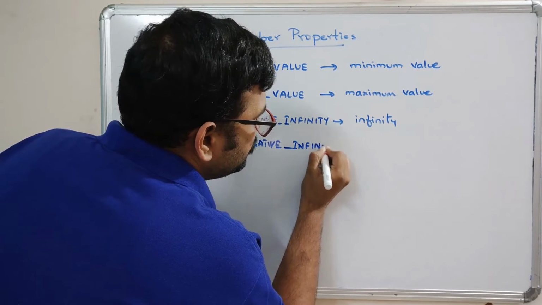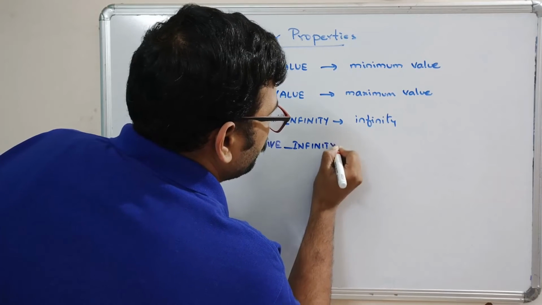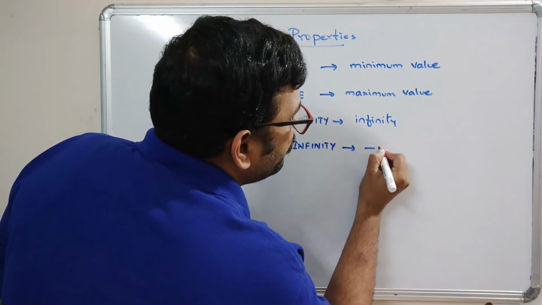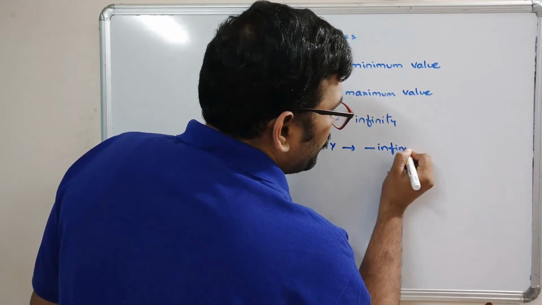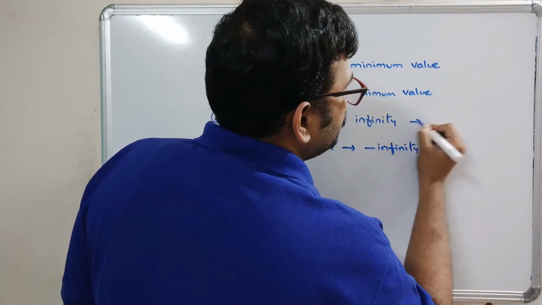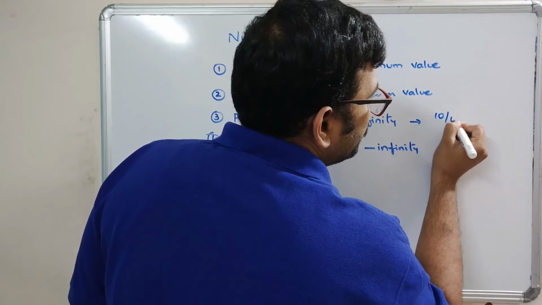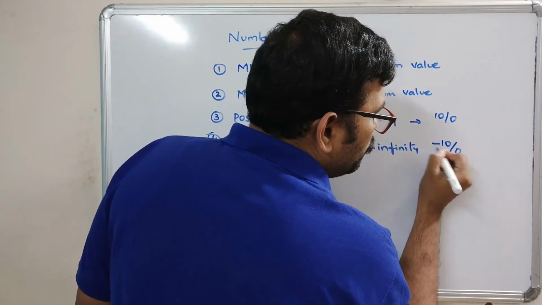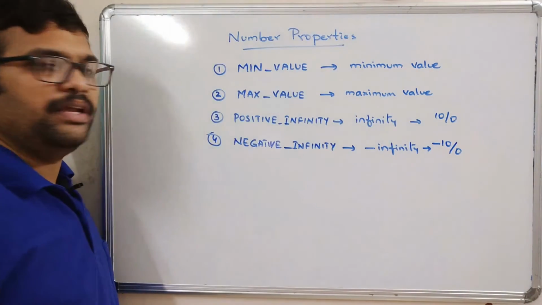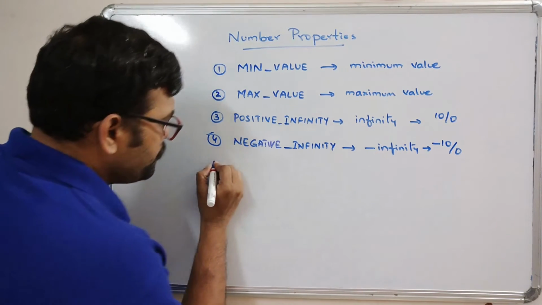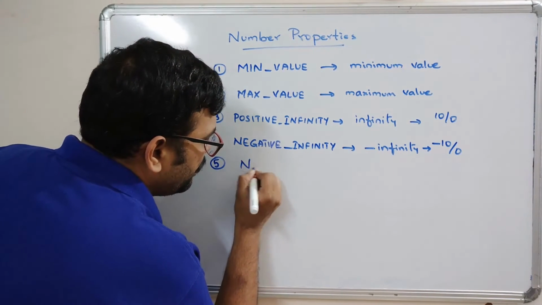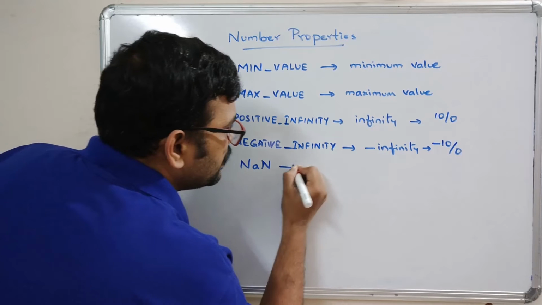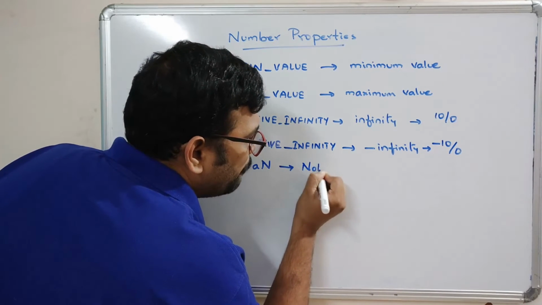All are capital letters. This will give negative infinity. See, for example, 10 divided by 0. It will give the positive infinity. Minus 10 divided by 0 will give the negative infinity. So this is a negative infinity. And the last one is NaN. It is nothing but not a number.